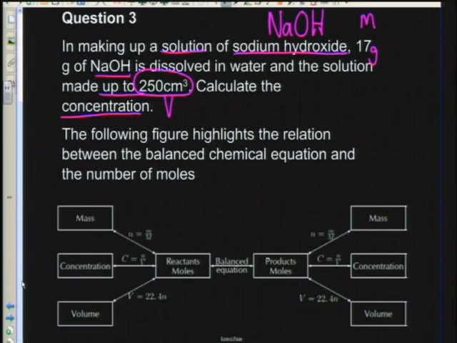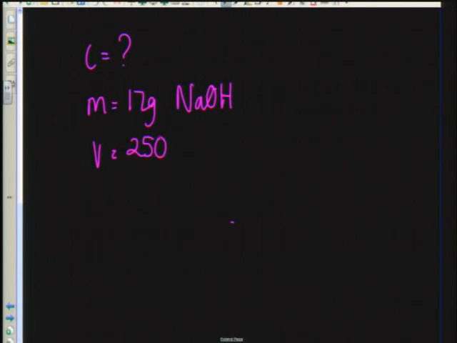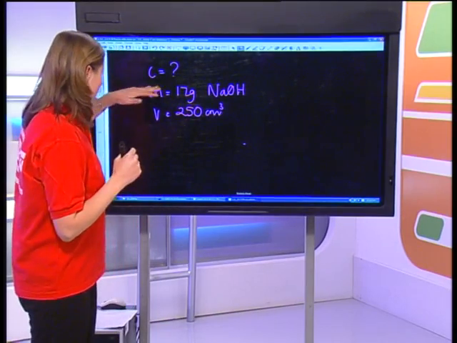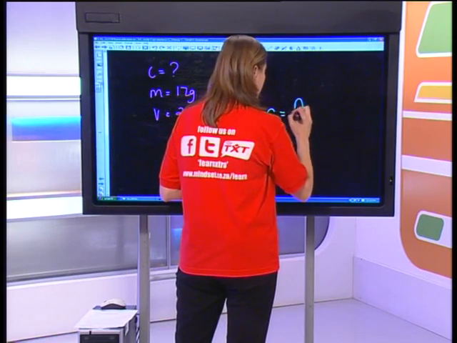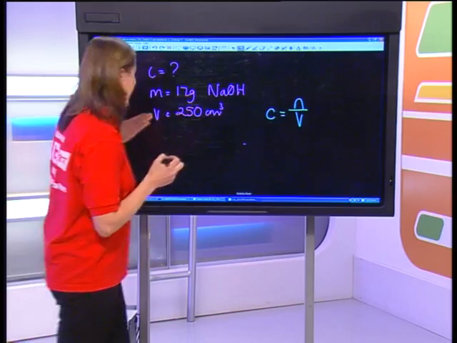So let's head down to the bottom where I can have some space, and I'm going to write down those values. We've got concentration is the question. That's what we're trying to find. My mass was 17 grams of sodium hydroxide. What else did I have? The volume was 250 centimeters cubed. Now, firstly, we have to get to the number of moles, because as you'll remember, this is my equation, number of moles over volume. I don't have the number of moles.